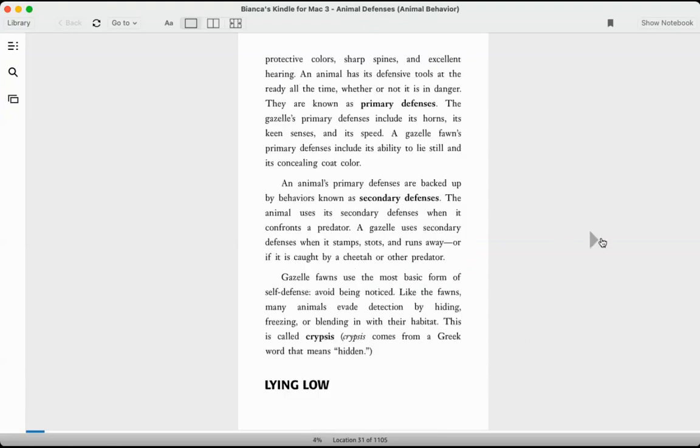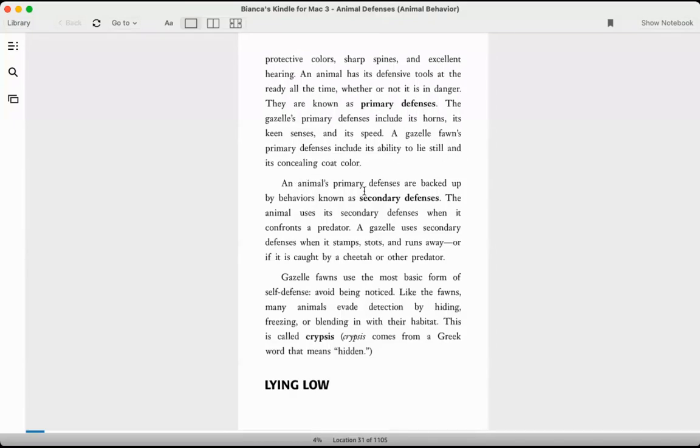Animals might use protective colors, sharp spines, and excellent hearing. An animal has its defensive tools at the ready all the time, whether or not it is in danger. They are known as primary defenses. Hopefully this is all coming back to you guys. The gazelle's primary defenses include its horns, its keen senses, and its speed. A gazelle fawn's primary defense includes its ability to lie still in its concealing coat color.